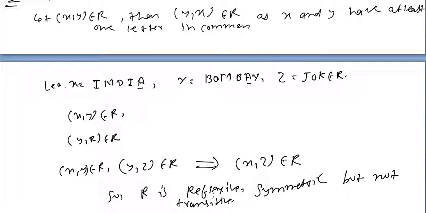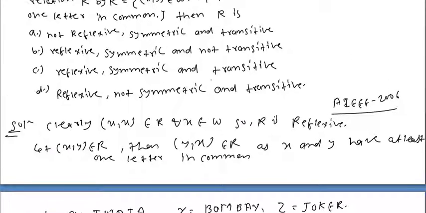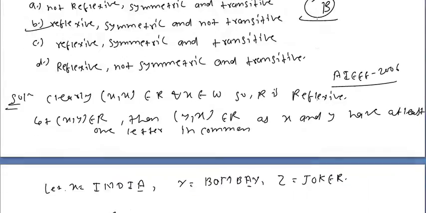Just check the options. The first option is not reflexive, symmetric and transitive, which is wrong. The second option: reflexive, symmetric and not transitive. This option is correct. So the answer is B. This is the problem of AIEEE 2006.